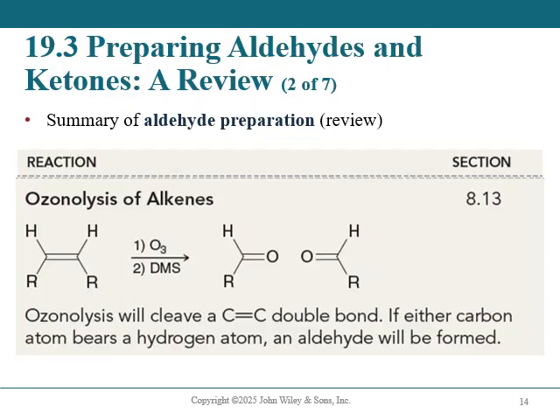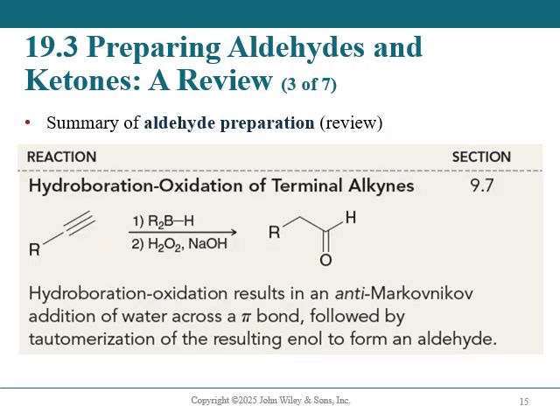Ozonolysis of alkenes. Ozonolysis will actually cleave or break this double bond. If either carbon atom bears a hydrogen, then you get an aldehyde. Hydroboration followed by an oxidation of terminal alkynes. This results in an anti-Markovnikov addition of water across the pi bond, followed by tautomerization of the resulting enol to form an aldehyde.